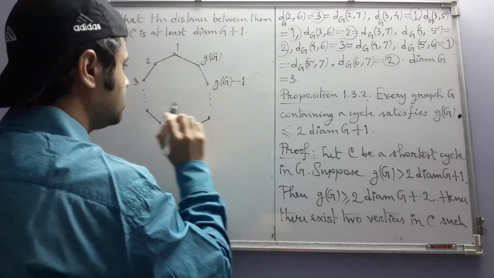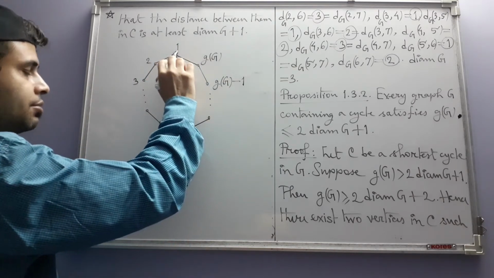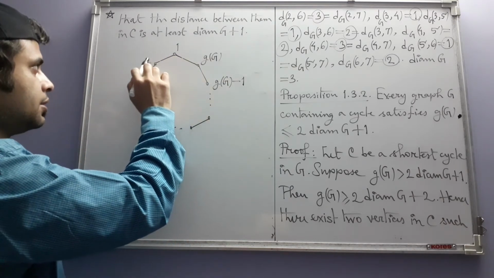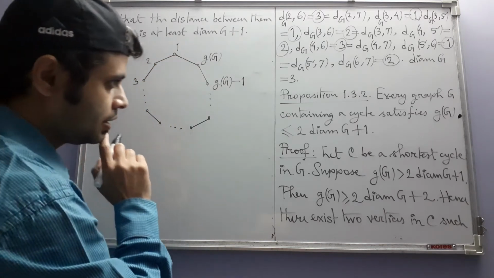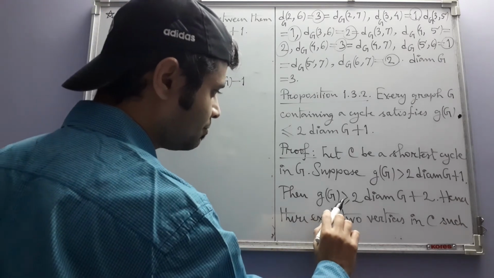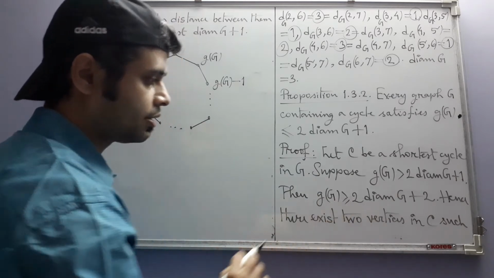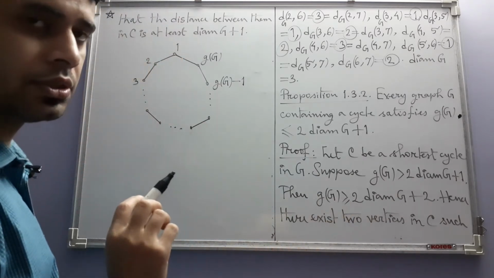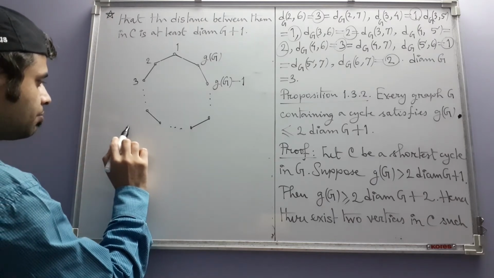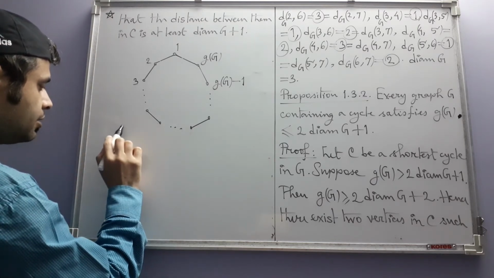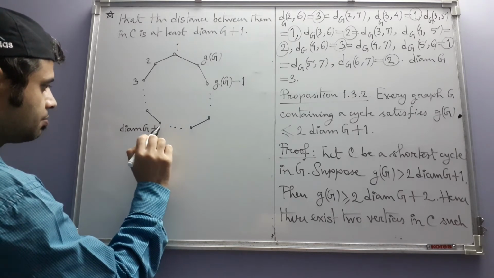So in this scheme of labeling the vertices of the cycle, we start with one vertex, we call it 1, and then we label like this: 1, 2, 3, etc. Now the thing is this: because of this inequality, that g of G is greater than or equal to 2 times diameter of G plus 2, we will have a point that will get the label diameter of G plus 2.